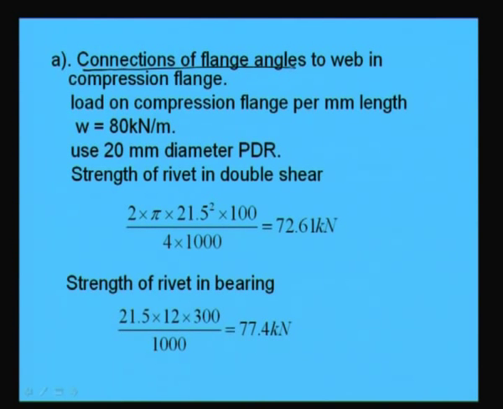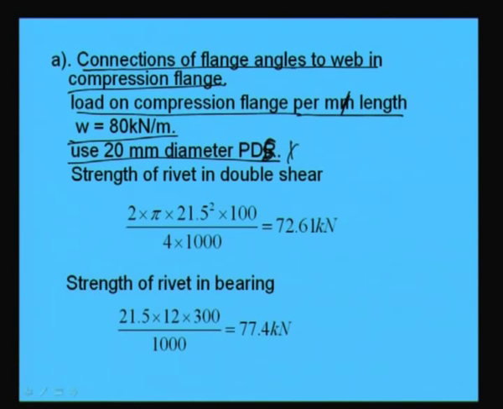Next, connections of flange angles to web in compression flange. We will find out the connections of flange angles to web in compression flange. Now, load on compression flange per meter length can be found out as 80 kilonewton per meter. Now, if we use 20 mm diameter power driven shop rivet, then strength of rivet in double shear will become this, 2 into pi by 4 into d square into tau vf.